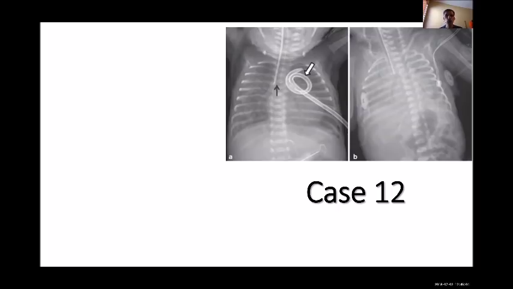So first, there is an ETT, which is deep, reaching the carina. Second, there is a chest tube, which is very, very badly positioned.